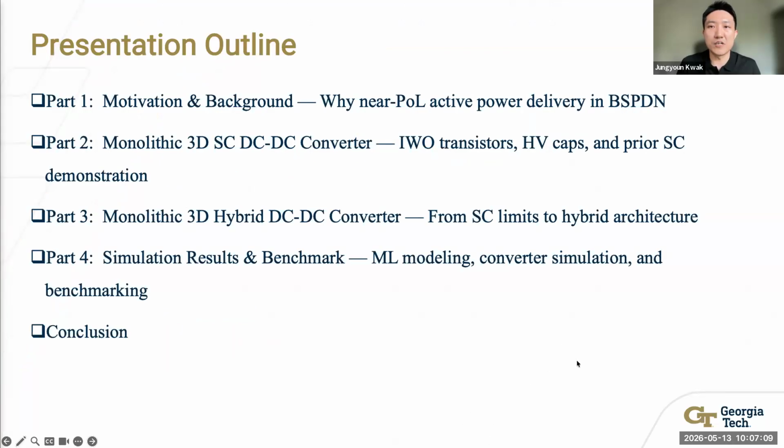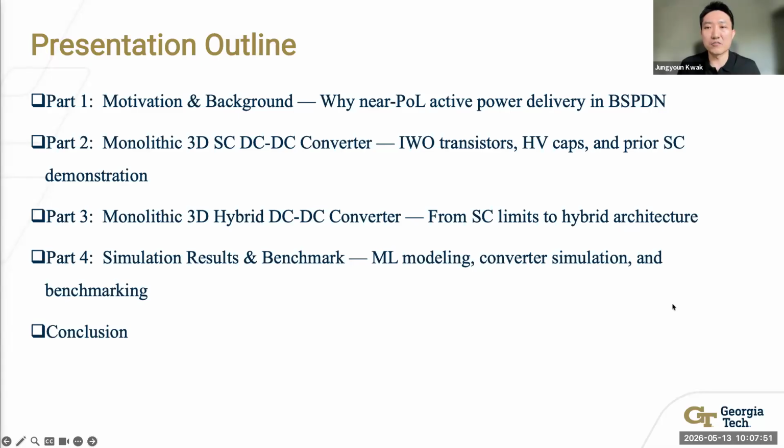So here is the outline for today's presentation. We organized the talk into four technical parts and a summary. Part one covers the motivation and background. We will explain why we need active power delivery on the backside, compare the front side and backside power delivery networks, and look at what Intel and TSMC have done with backside rails. Part two introduces the key building blocks: our indium tungsten oxide transistors, the high voltage superlattice metal insulator metal capacitor, and our previous chip demo with a switched capacitor converter that converts 12 volts to 6 volts.